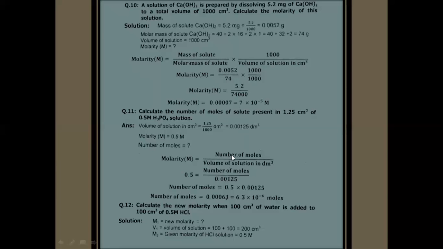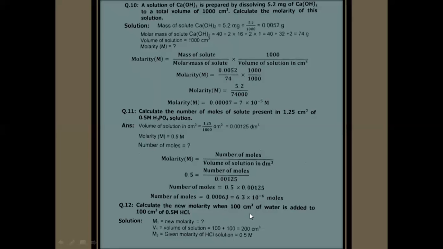So in this case, mass is not given. If mass is given, you can use this formula. But if moles are given, then definitely you will use this formula. So molarity is equal to number of moles over volume in decimeter cube. Number of moles we have to find out. Molarity is 0.5, and volume, which we convert from centimeter cube into decimeter cube, is 0.00125. After solving, we will get the number of moles, which are 6.3 into 10 raised to power minus 4 moles.